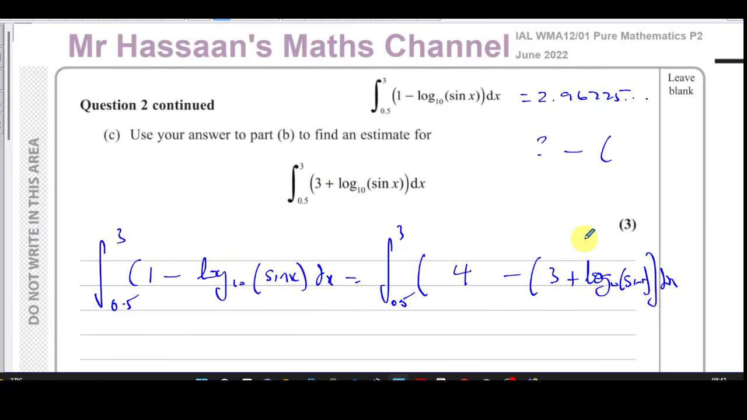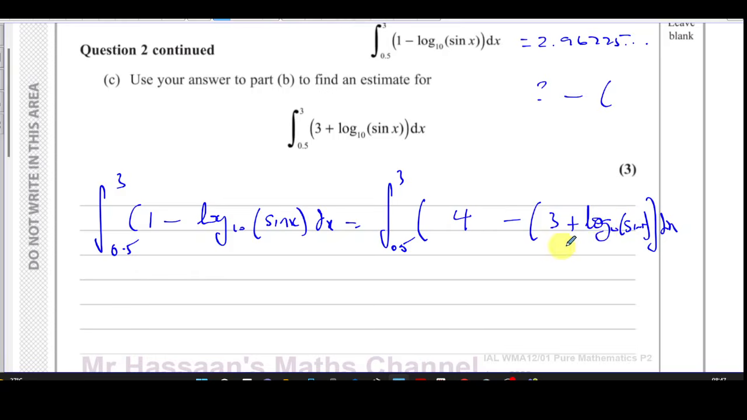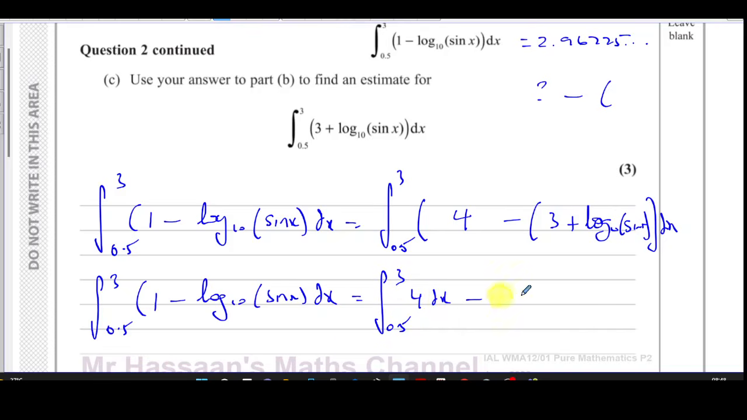Now I have to end up with an expression for the integral of this. That's what I have to find out in the end. So what I can do is try some rearranging. Let me first write this as 1 minus log to the base 10 of sine x with respect to x equals, I can split this up into two parts: the integral between 0.5 and 3 of 4 with respect to x, minus the integral between 0.5 and 3 of 3 plus log to the base 10 of x with respect to x.